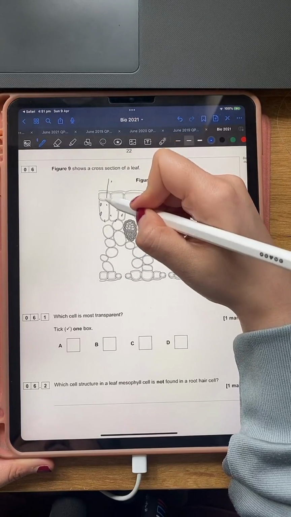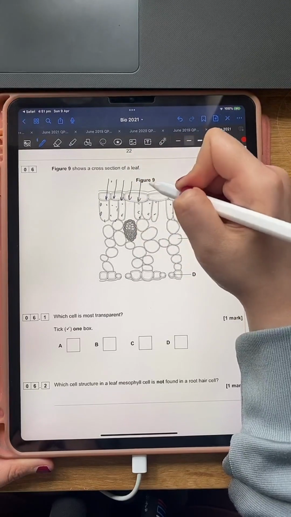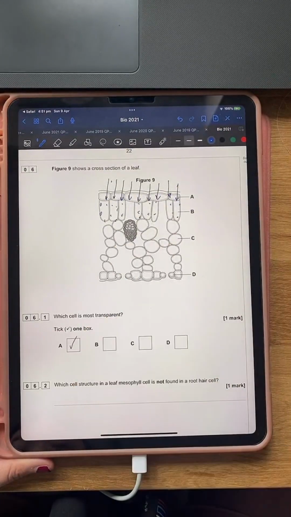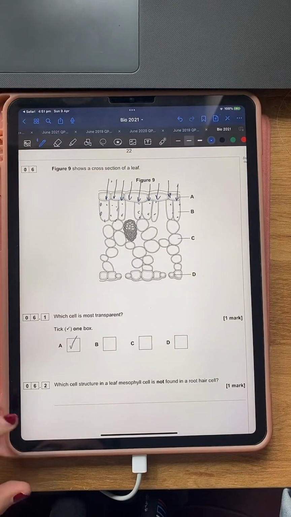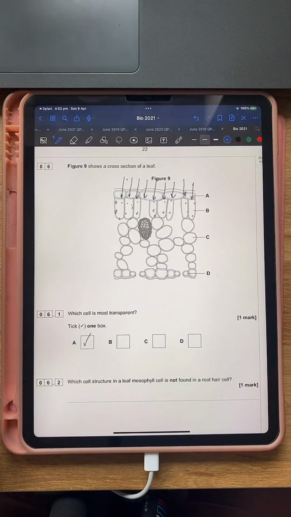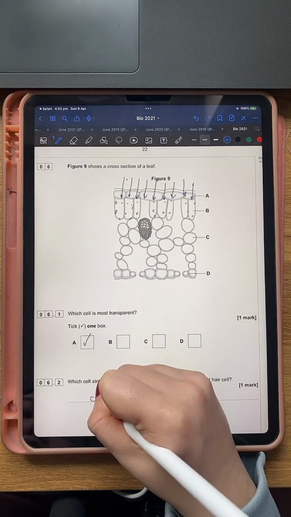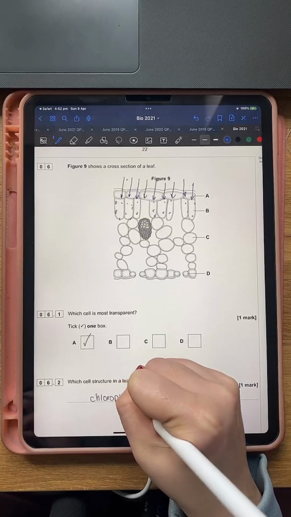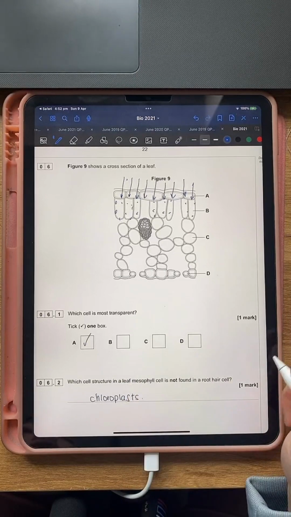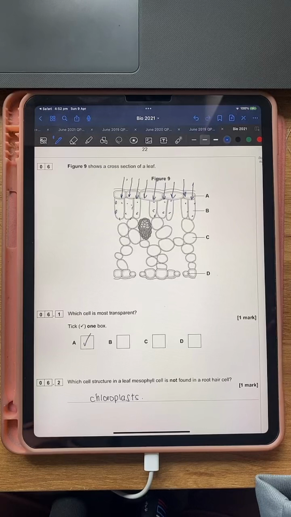Which cell structure in the leaf mesophyll cell is not found in a root hair cell? What would you guys say is the answer for this one? Chloroplast, yeah. That's because the root hair cell does not need any chloroplast, it's underneath the ground. It's not the nucleus because it's still a plant cell, so all plant cells have a nucleus. All animal cells also have a nucleus. The only one that doesn't is the red blood cell.